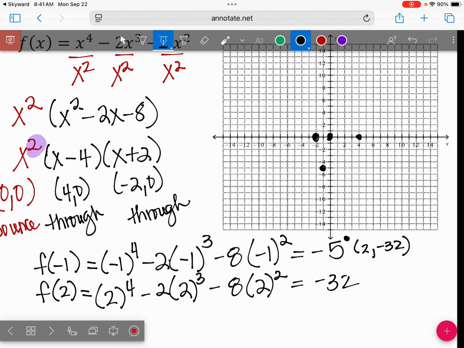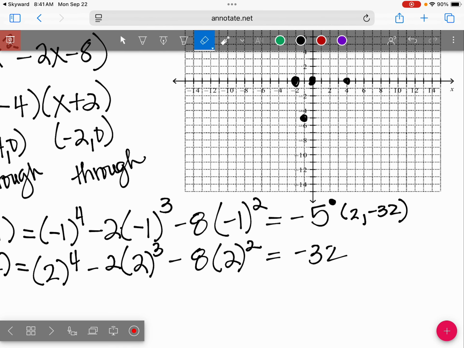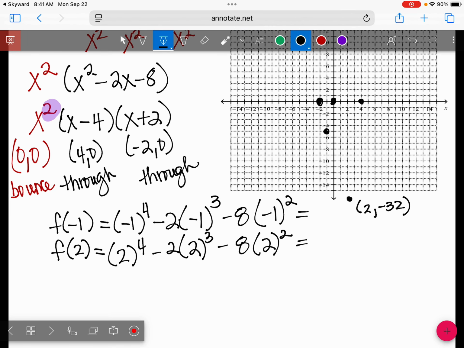So if you have a point that goes off the grid, just put it right outside of the grid and label it. Let me go ahead and move this over so you all see what's happening. So my 2 points, when I got my 2 midpoints, I had one at -1, what was it? -5. And then I had one at +2, -32. So when that happens, if it's off the grid, just put it on the outside, but label it.